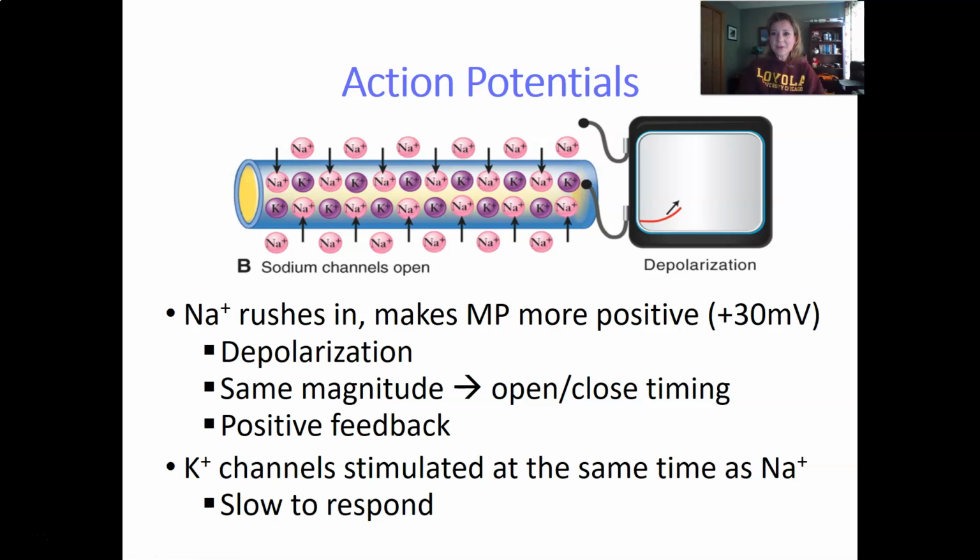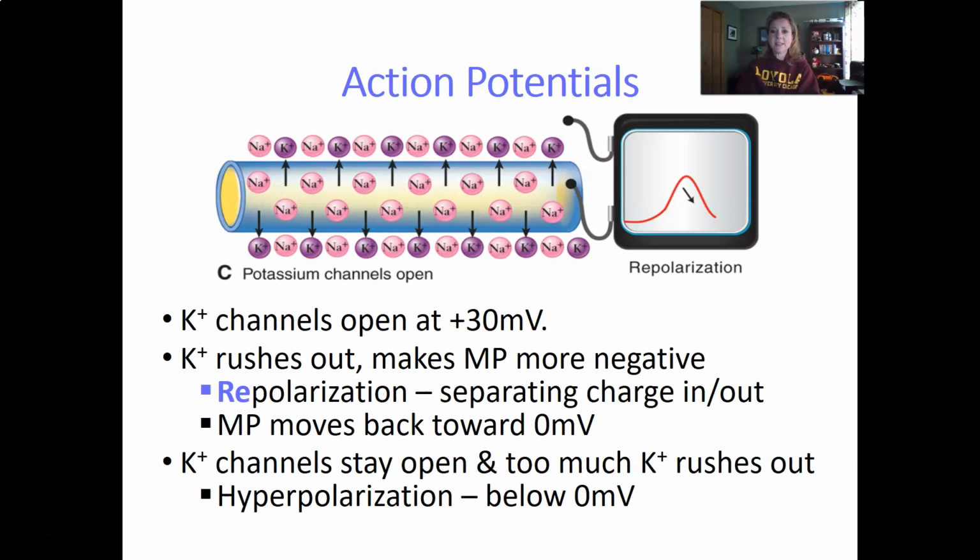So they're slow to respond. But by the time our action potential reaches plus 30 millivolts, by the time the inside of the cell has a charge of positive 30, now our sodium channels, they snap shut, and our potassium channels have now opened. And now we get potassium rushing out of the cell.